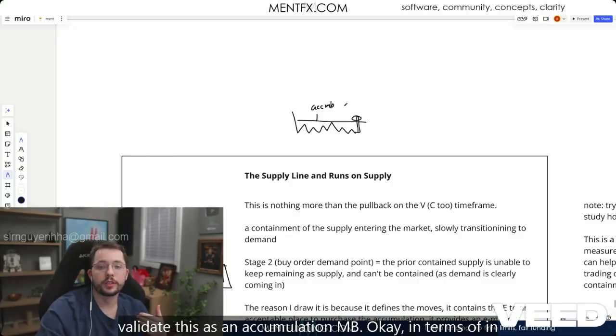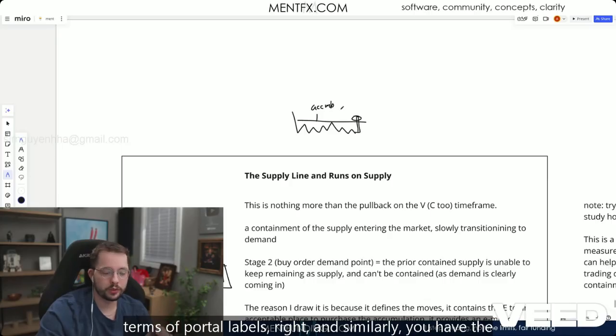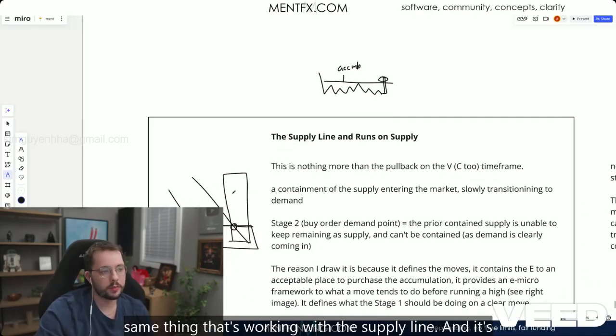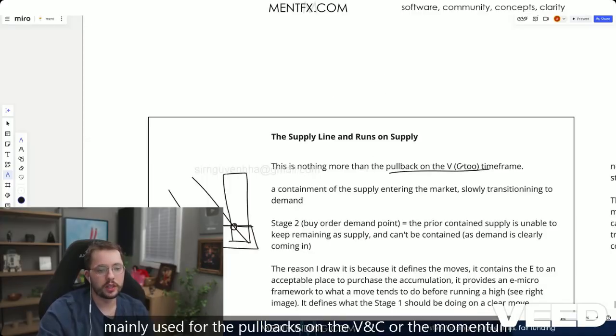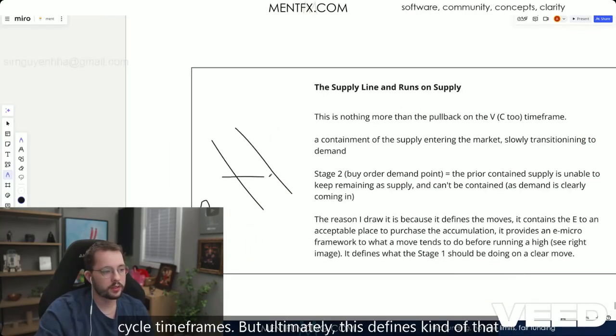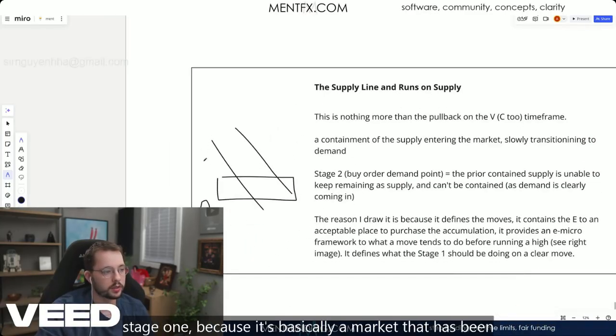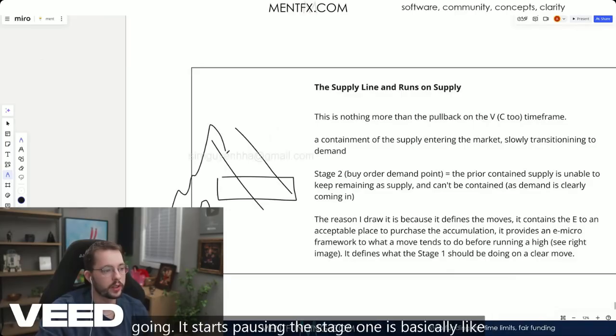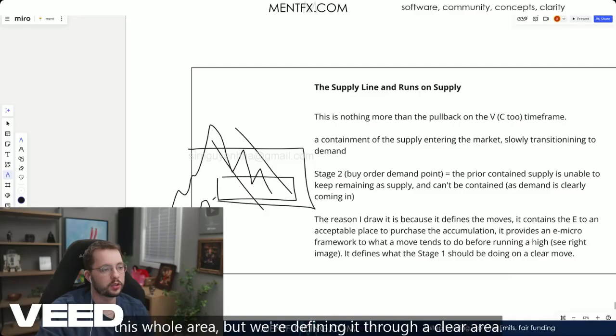Okay, in terms of portal labels, right? And similarly, you have the same thing working with the supply line, and it's mainly used for the pullbacks on the VNC or the momentum cycle timeframes. But ultimately, this defines that stage 1, because it's basically a market that has been going, and it starts pausing. The stage 1 is basically this whole area, but we're defining it through a clear area.